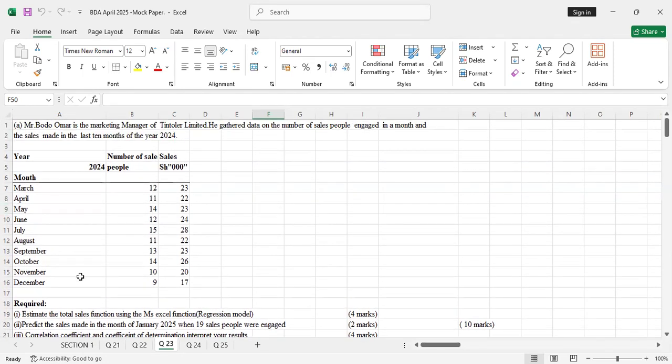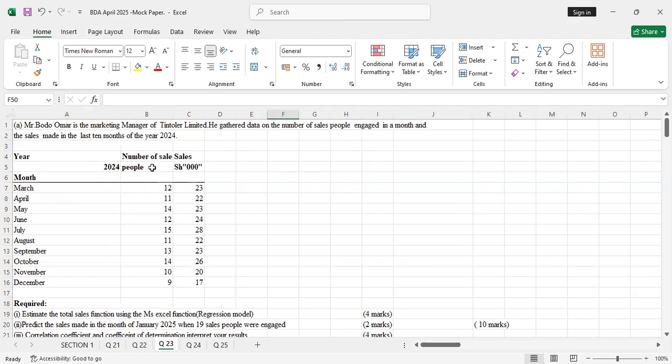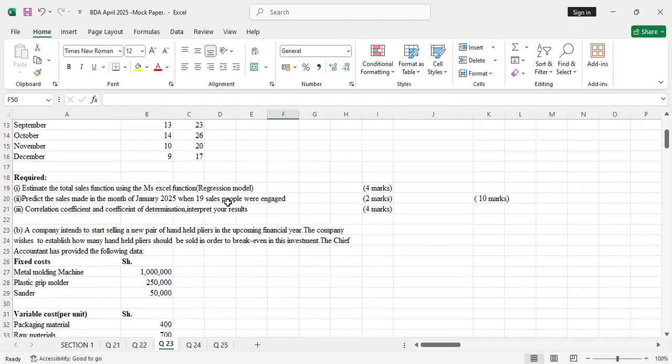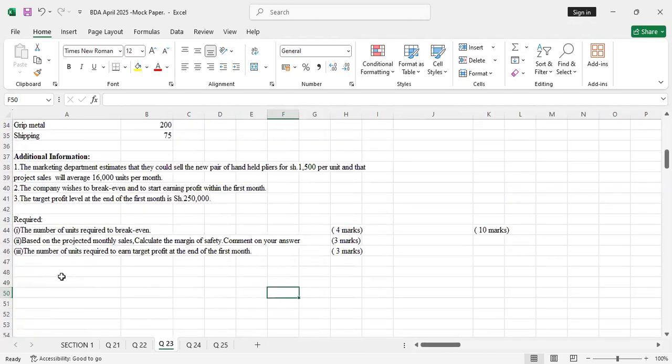So we have year 2024. Then we have months from March to December. Then we have the number of salespeople, and we have sales, which is shillings in thousands. Then required, Roman 1: estimate the total sales function using the MS Excel function, in bracket, regression model, 4 marks. So I'll start straight away with that Roman 1, and do my workings down here.